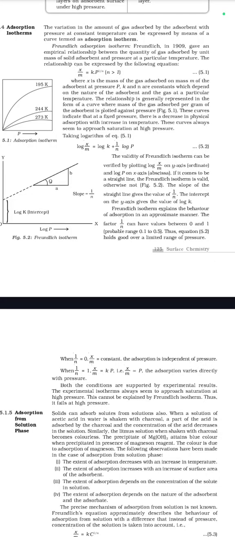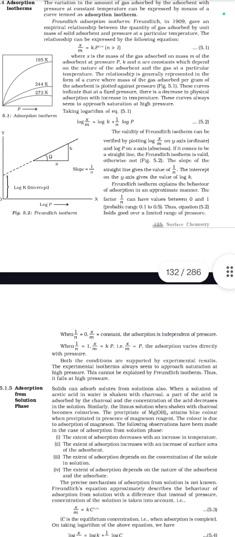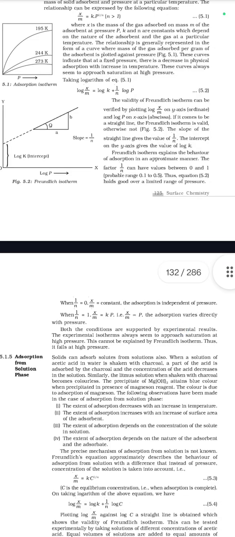Taking logarithm of equation 5.1, the validity of Freundlich isotherm can be verified by plotting log x by m on the y-axis ordinate and log p on the x-axis abscissa. If it comes to be a straight line, the Freundlich isotherm is valid, otherwise not. The slope of the straight line gives the value of 1 by n. The intercept on the y-axis gives the value of log k.